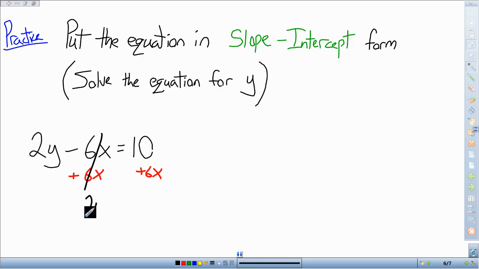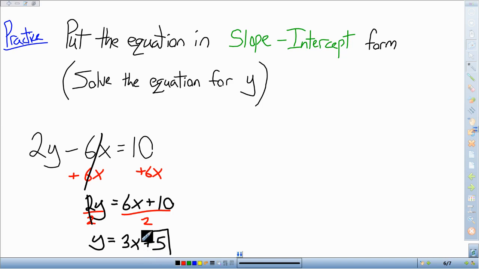So they're gone. We have the 2y equals positive 6x. I'm putting that first, and then this positive 10. Okay, now I can divide this 2 from both sides. Okay, and we're getting y equals, this time 2 does divide into this term evenly, so I'm going to do that. 2 goes into 6 3 times, so I'm going to write it as a 3 and then the x next to it. Don't forget to divide the 2 into the 10 as well and get a positive 5. Okay, and there is my slope-intercept form.